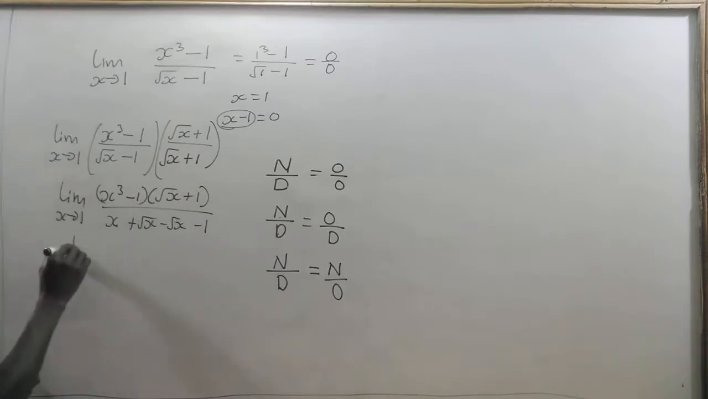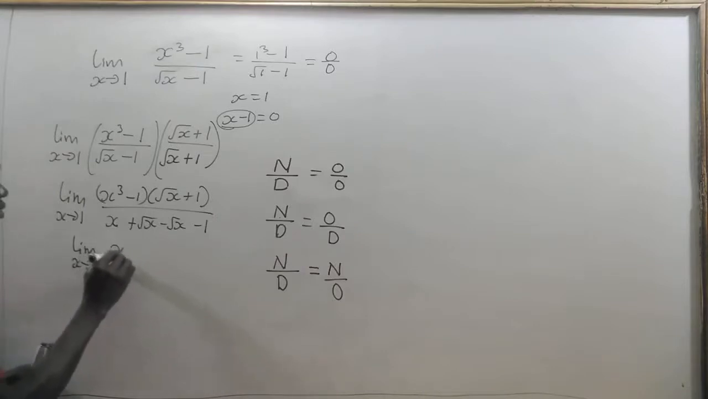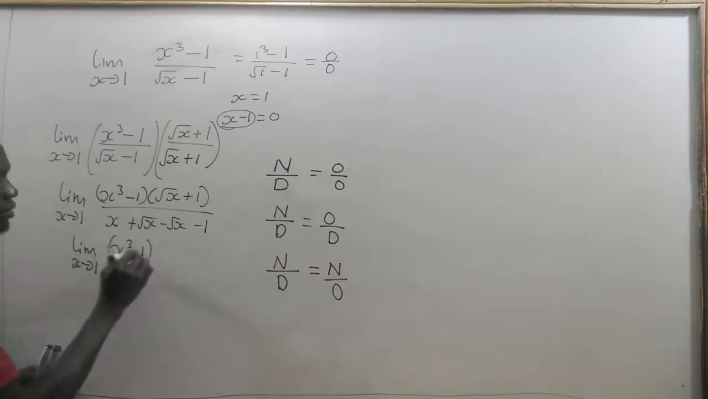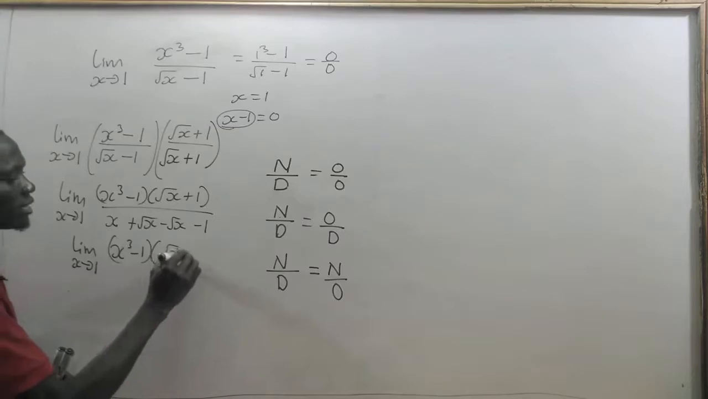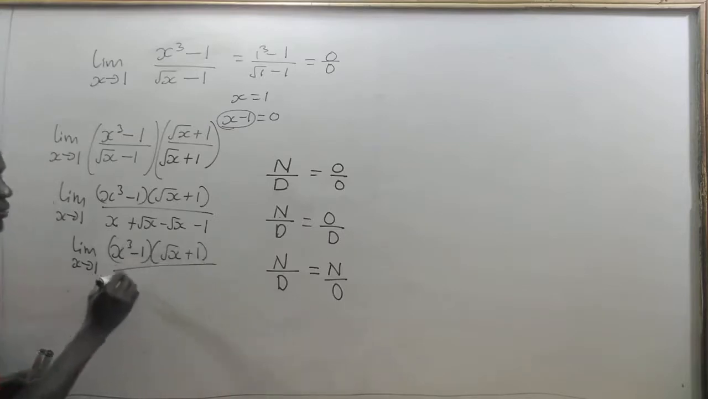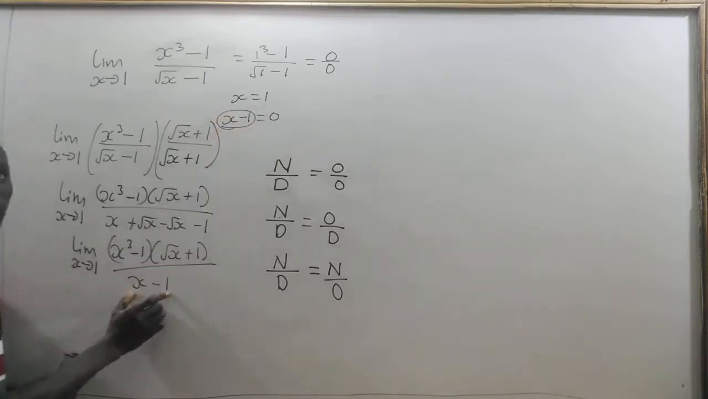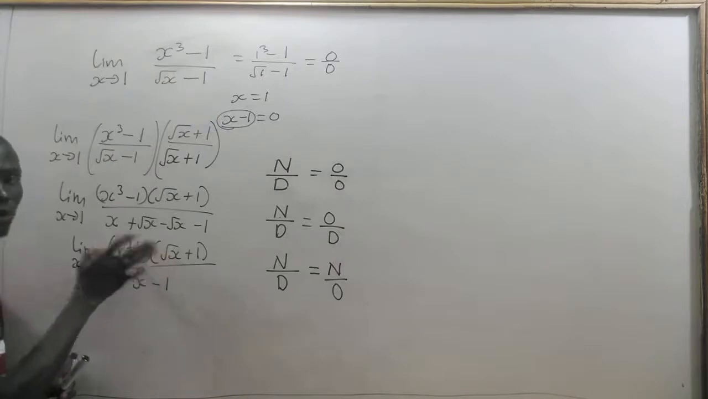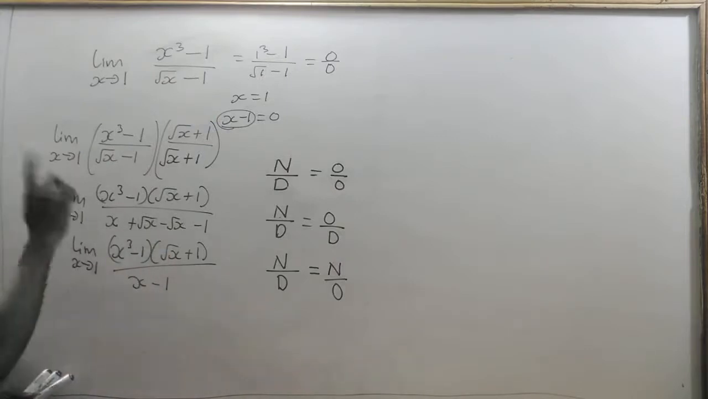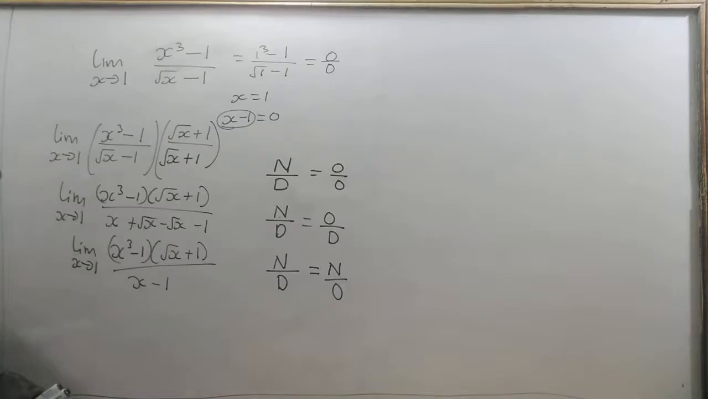Now, so here we take the limit as x approaches 1 of x cubed minus 1 times the square root of x plus 1, all divided by x minus 1. So you see that you've got x minus 1 at the denominator, but at the top, we are here to get the x minus 1 there so that we cancel that common factor out. Here we have x cubed minus 1. So let's expand this using the difference of two cubes.